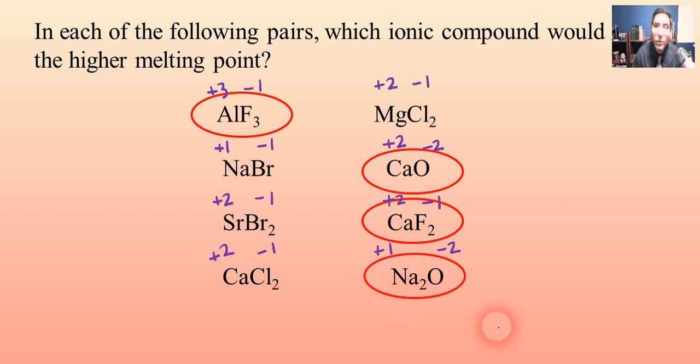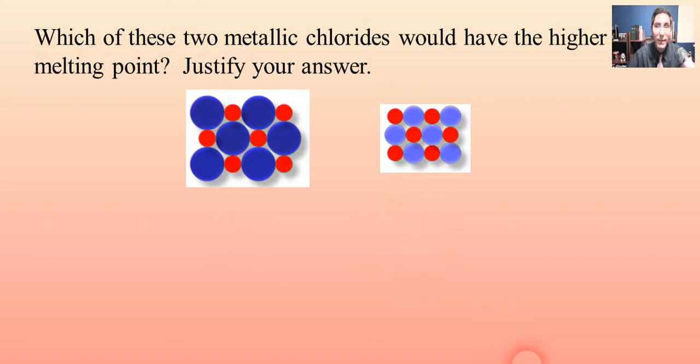So with this method, you can predict with a pretty good amount of accuracy which ionic compound will have the higher melting point or the lower melting point, whichever the case may be, just by looking at, first of all, the charges, and second of all, the sizes of the ions. Let's do one more example here. The AP exam likes to ask questions like this sometimes. Which of the two metallic chlorides pictured here would have the higher melting point?